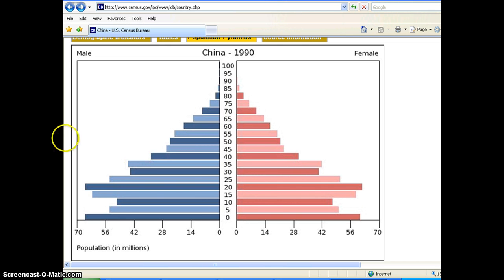So this is just an example of a pyramid that looks different from the other pyramids that we've been looking at, showing a growing population instead of a population that is moderately growing or declining.